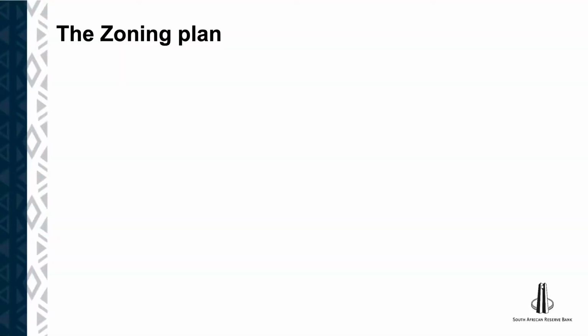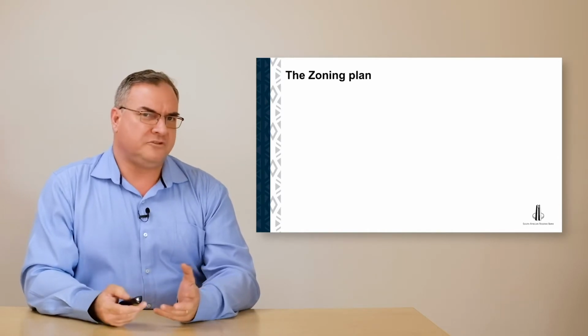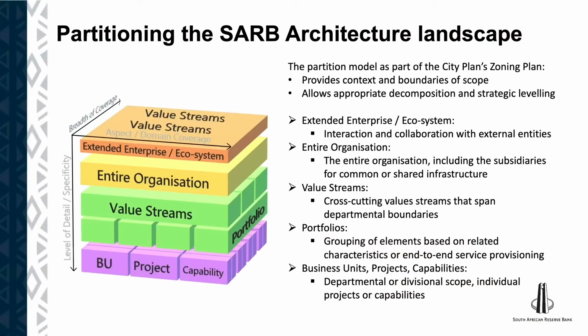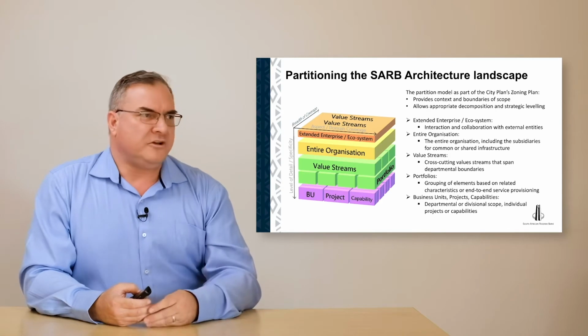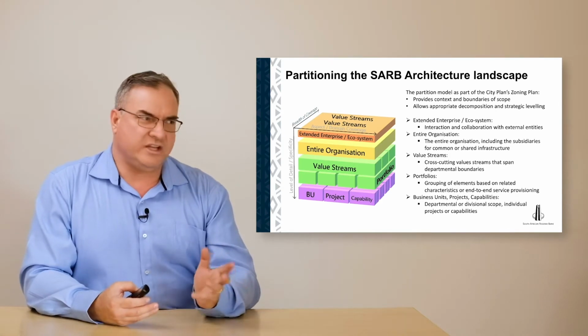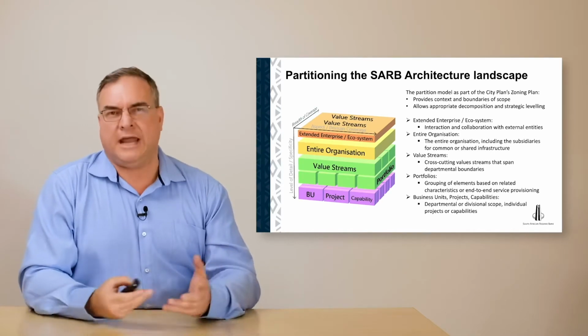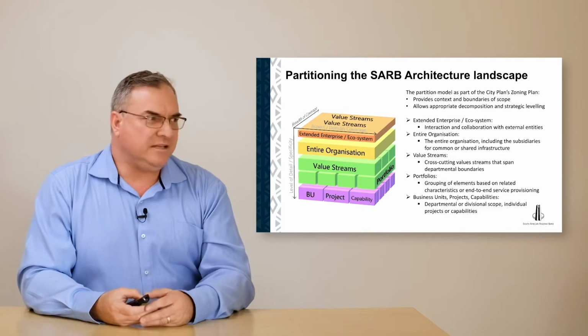Okay, so the next major element is the zoning model. And the zoning model is made up of two prime components. So the first one is the partitioning of the SARB architecture landscape. Now, the partition model, for those of you familiar with the TOGAF partitioning model, will recognize it to some extent, but we've adapted it as is expected to suit our specific needs.